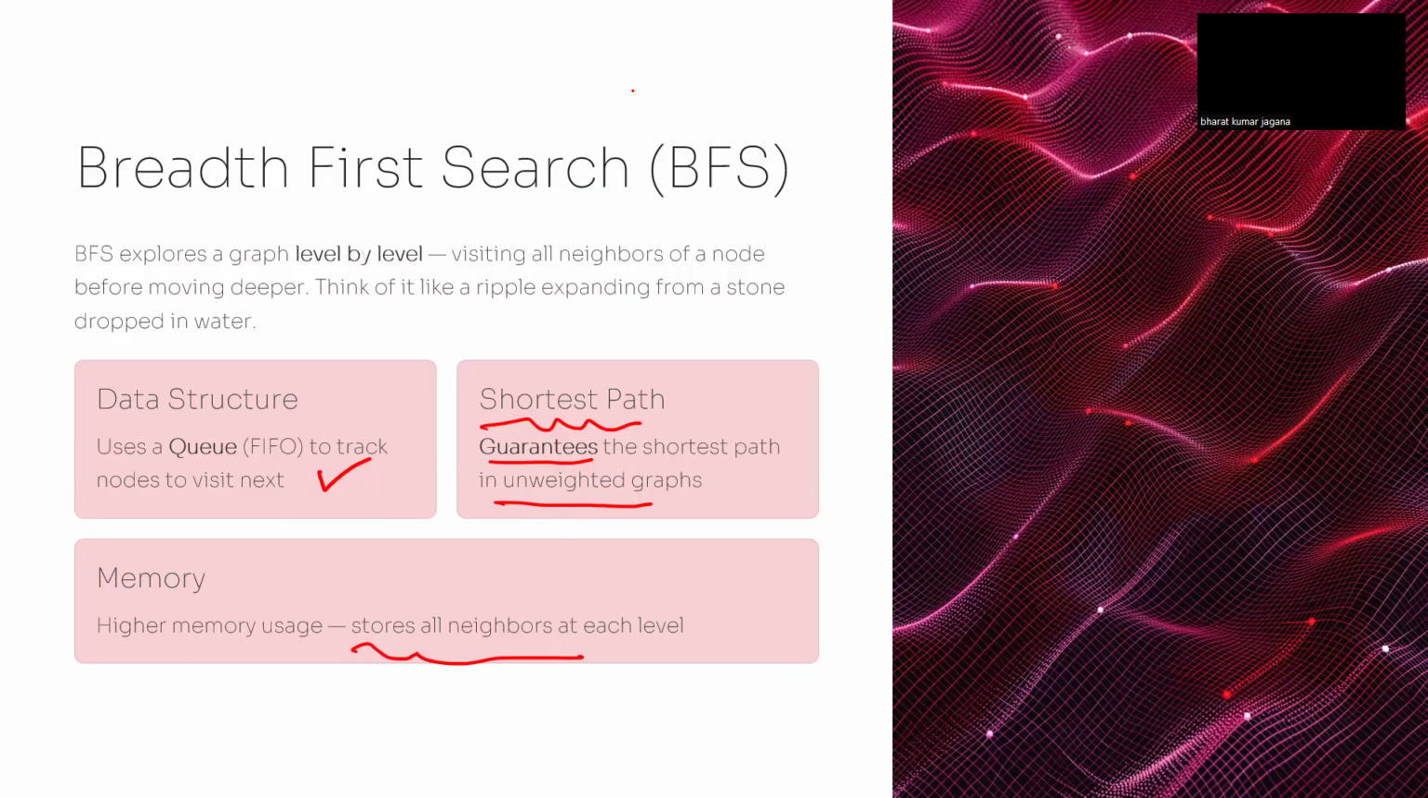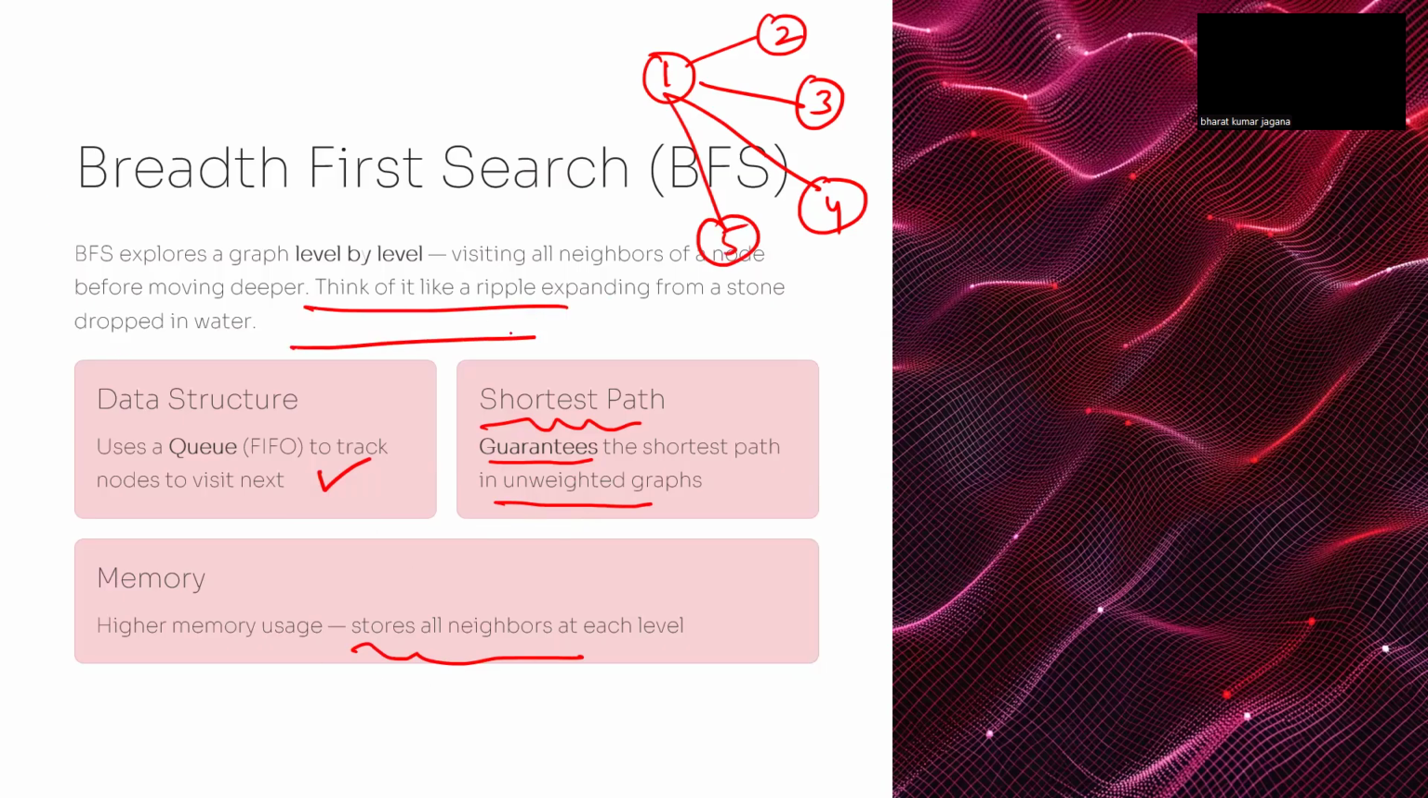If you see BFS, if you have 1, it's connected to 2, 3, 4, and 5 also. In the queue, if you remember, we have 1 here, and we'll have 2, 3, 4, 5. All of them are stored.